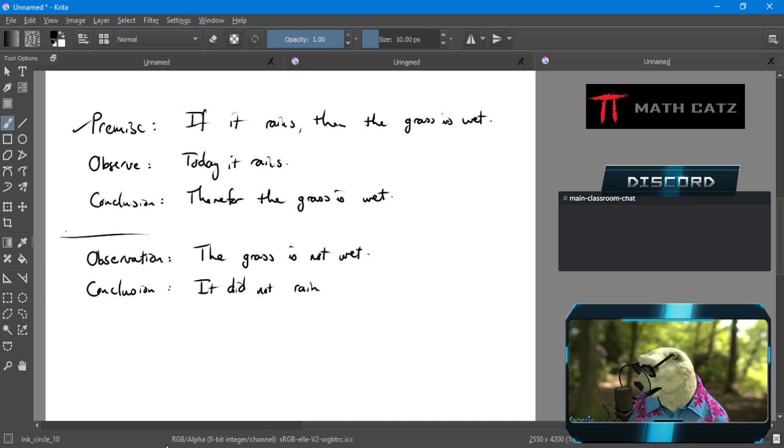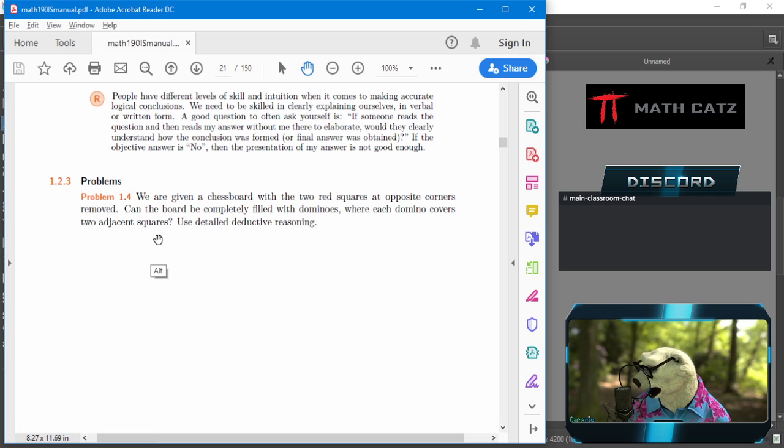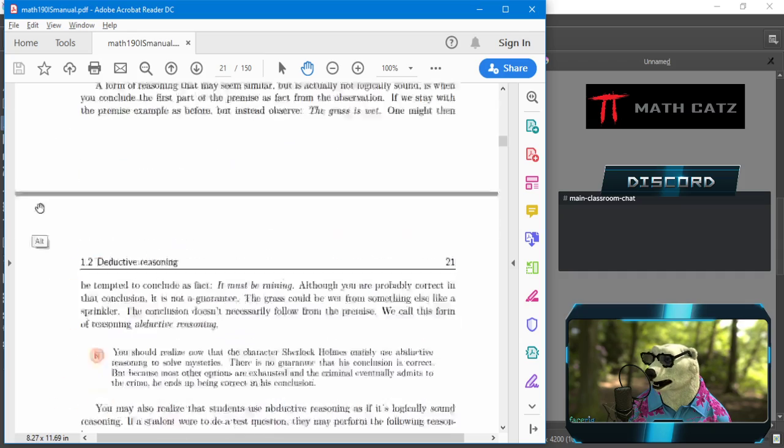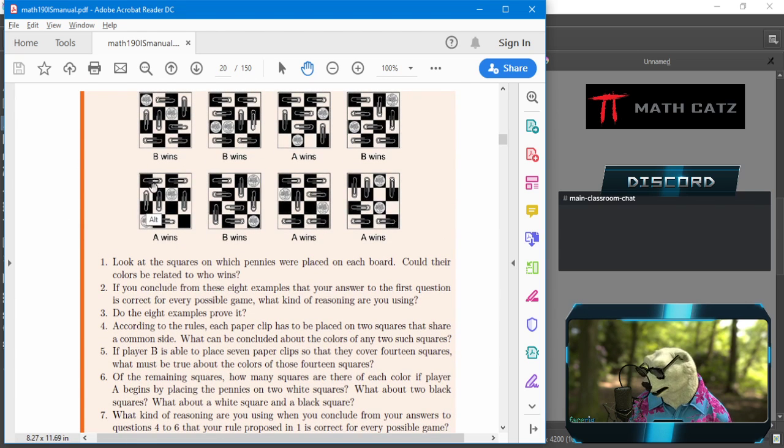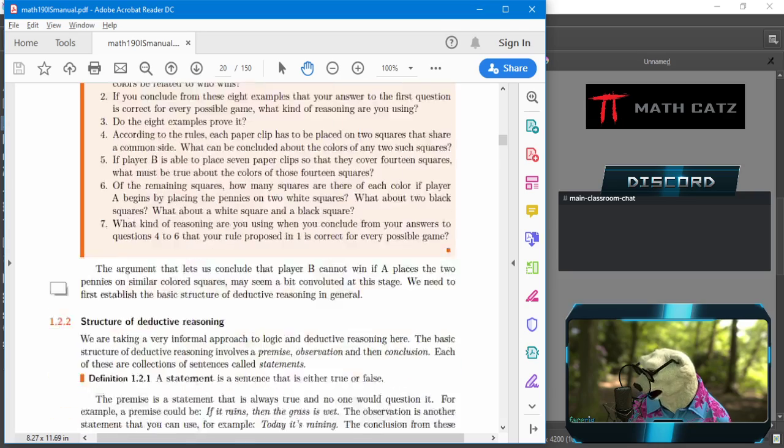Now for problem 1.4, we're looking at that second version perhaps. We're given a chessboard, 2 red squares at opposite corners are removed. Can I fill the board completely with dominoes? Now dominoes follow the same structure as these paper clips do. With a domino I cover 2 squares. Can I cover the whole standard chessboard, with the corners removed, with dominoes?